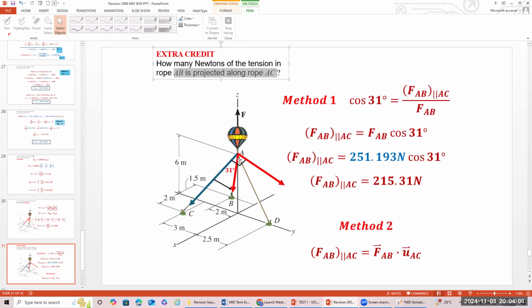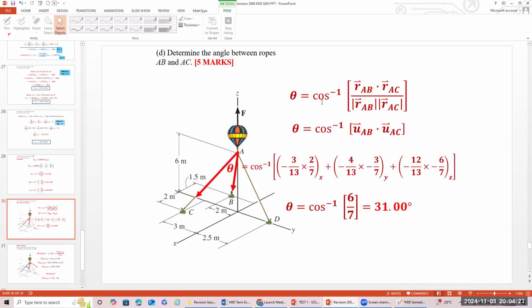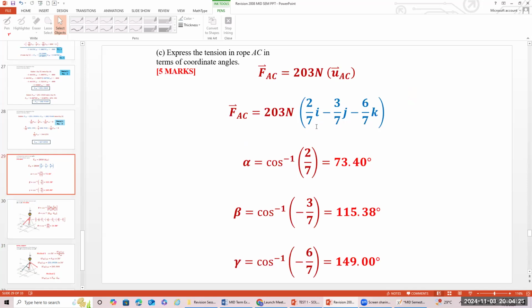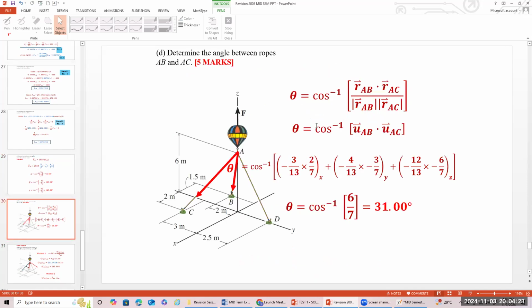It says AB, where's AB? AB is this line around the back here, and it is projected to AC. So the angle, did we find some angle before? Okay, we didn't find anything. You can find the angle between the two lines, because you have the two lines' position vectors, and you have their unit vectors too. So you can use your position vector or the unit vector.